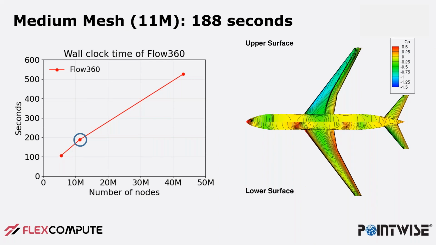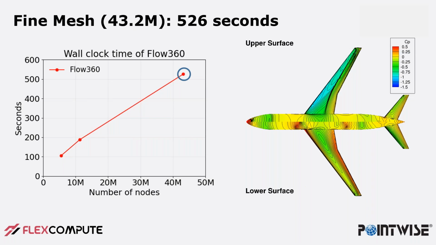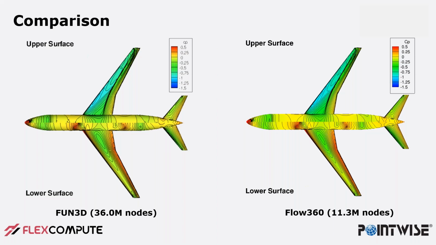So you can see the grid refinement process at work, and there is a slight alteration of the pressure coefficients. The time it takes for the 11 million grid points mesh is 188 seconds, barely more than 3 minutes. As for our finest mesh, if you go to the next slide, you see the pressure coefficient almost doesn't change anymore, so the grid is converged. And this final mesh with 43.2 million grid points converges in 526 seconds to a tolerance of 10 to the negative 10.